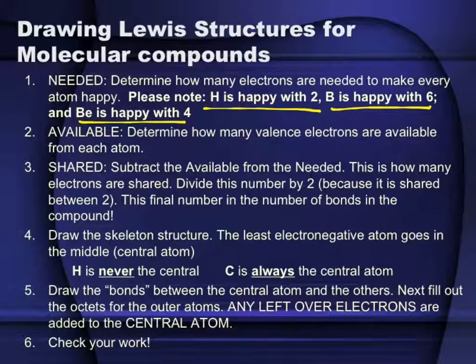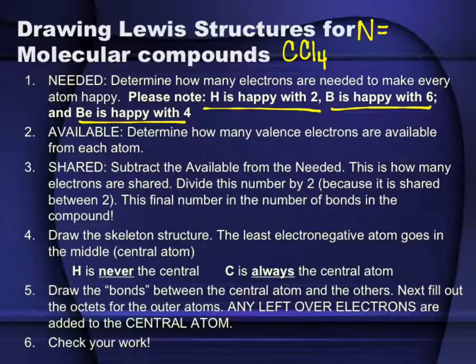Okay, so we're going to start. I'm going to give us a compound. Our compound that we are going to do our example with is carbon tetrachloride, CCl4. That's what we're going to draw. How many valence electrons does each one need to be happy? 8. There are no exceptions in there.